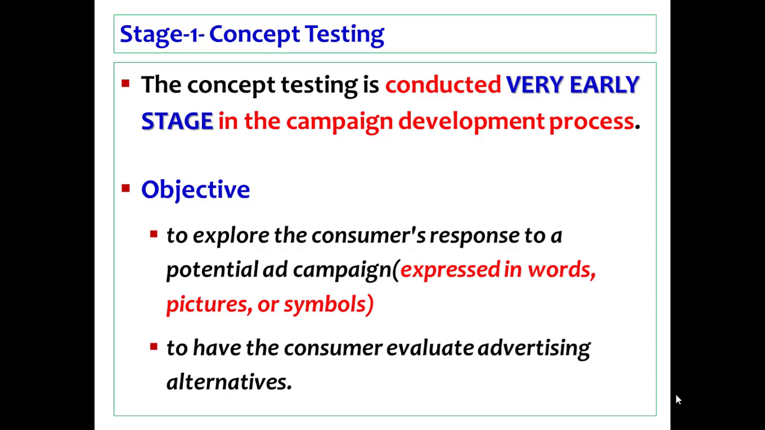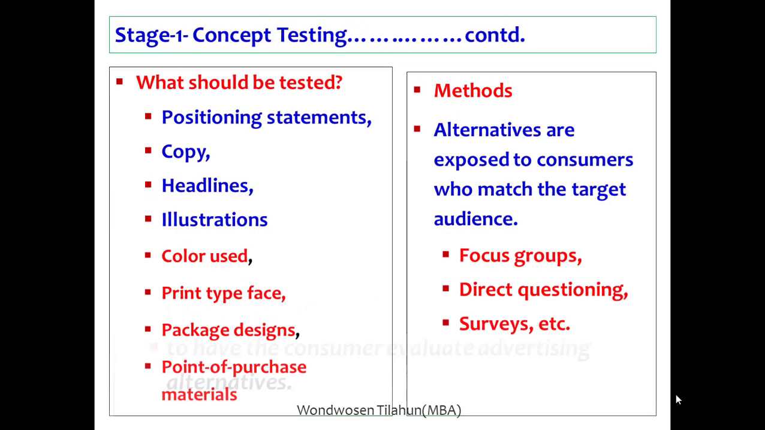Now, to avoid costly mistakes, we undertake the testing even at this stage. So now the concept is expressed in words, pictures, or symbols. So at this level we can simply understand what the customers may respond to the concept that we embark on or develop. So by gathering feedback at this stage, we can modify or change the situation according to the research undertaking that we have. And at the same time, we use this testing to have the customers evaluate advertisement alternatives. So if they have various alternatives, now they can have the chance to give us the needed input.